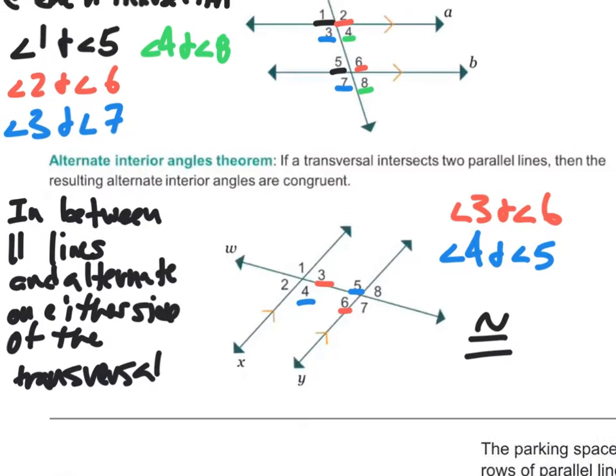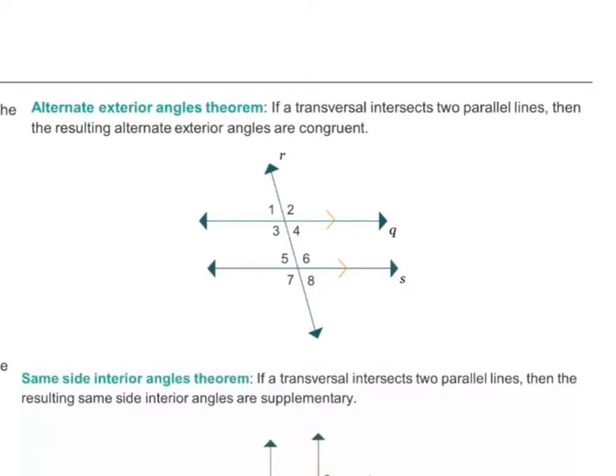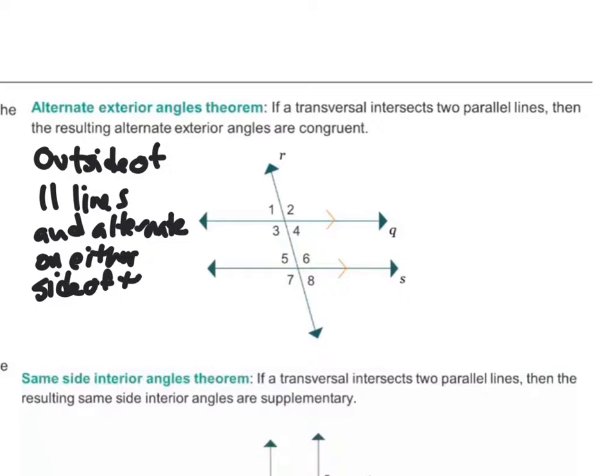Okay, let's take a look at over here. This is the alternate exterior angles theorem. And it says if a transversal intersects two parallel lines, then the resulting alternate exterior angles are congruent. So these are on the outside of the parallel lines, and alternate on either side of the transversal.